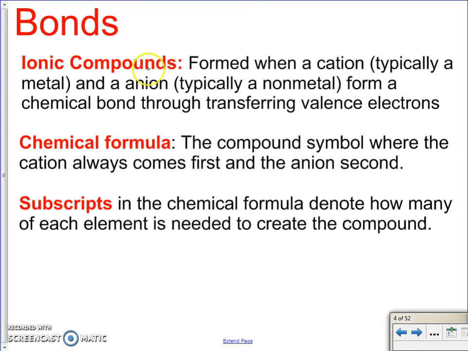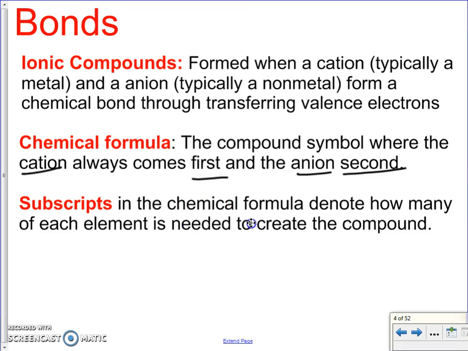Ionic compounds are, again, when you have a cation and anion forming together. It's when they transfer electrons. What we form is a chemical formula. This is when we look at the element symbols, and in the element symbols put together, the cation always comes first, and the anion always comes second. We also have within this chemical formula something called subscripts, which you probably know from math. It's the little number that comes off to the side.